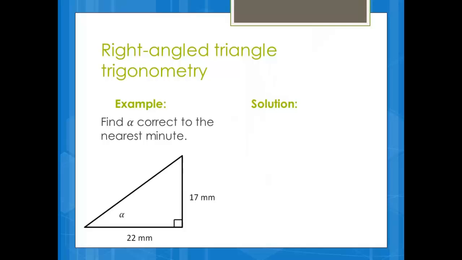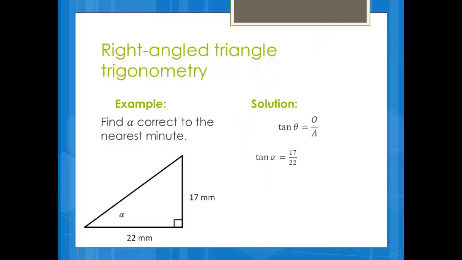When asked to find an angle, we begin the same way. First, identify the trig ratio required. In this case, we know the value of the sides opposite and adjacent to the unknown angle alpha, so we use the tan ratio. Substituting into tan theta equals opposite on adjacent gives tan alpha equals 17 on 22.